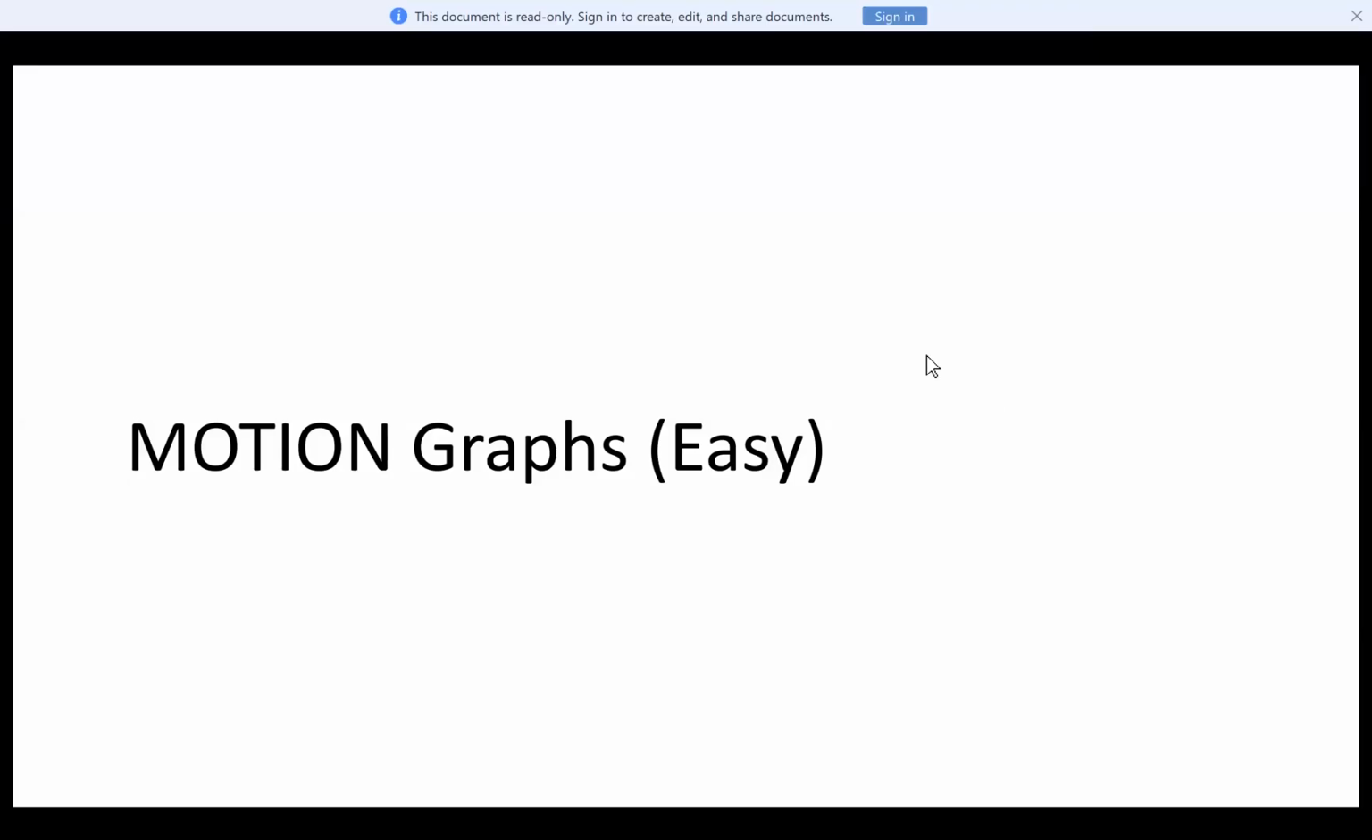Hello and welcome to a new video on IGCSE Physics. In this video, we shall be discussing motion graphs. This is from classified paper 4 questions. So let's begin.